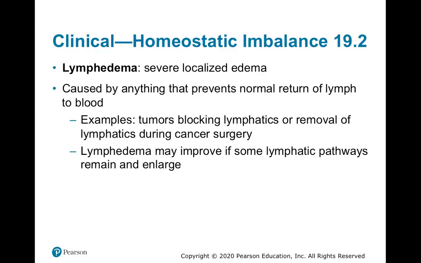Another condition is lymphedema. That's severe localized edema. Typically, it's in the bilateral lower extremities, caused by anything that prevents normal return of lymph to blood. So something that could cause it would be a tumor blocking lymphatics or removal of lymphatics during cancer surgery. Usually these patients go to lymphedema clinics and there are lymphedema wraps to help keep that interstitial fluid in the vessels.